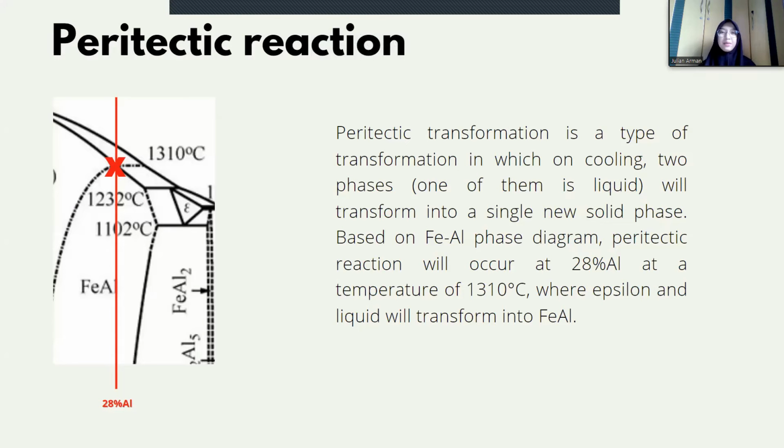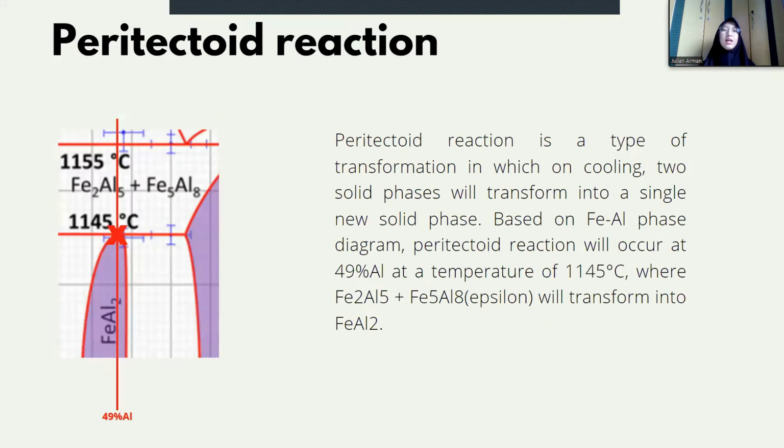Peritectic reaction. Peritectic transformation is a type of transformation in which, on cooling, one of the phases is liquid and will transform with a solid into a single new solid phase. Based on FeAl phase diagram, peritectic reaction will occur at 28% Al at a temperature of 1310 degrees Celsius, where epsilon and liquid will transform into FeAl.